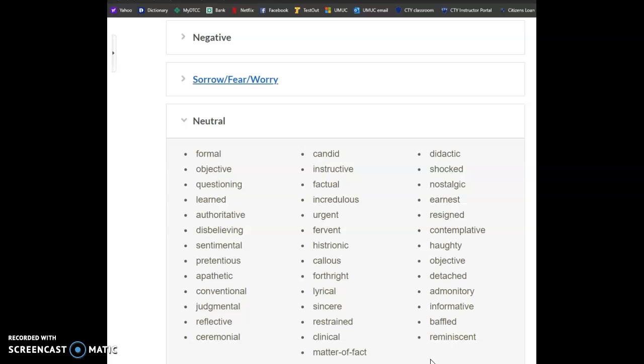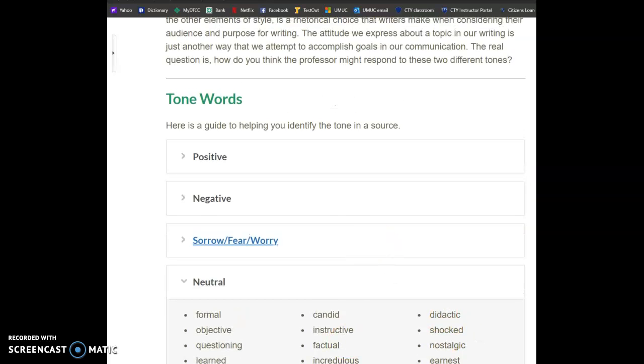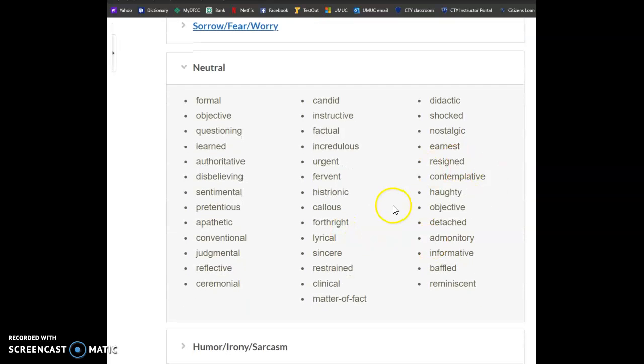Overall, how does she sound? Does she sound matter of fact? Does she sound factual? Is it instructive? Is it informative? Since we know it's not wholly positive or negative and she does both, I'm going to suggest that you try and find a word in here that describes her tone.